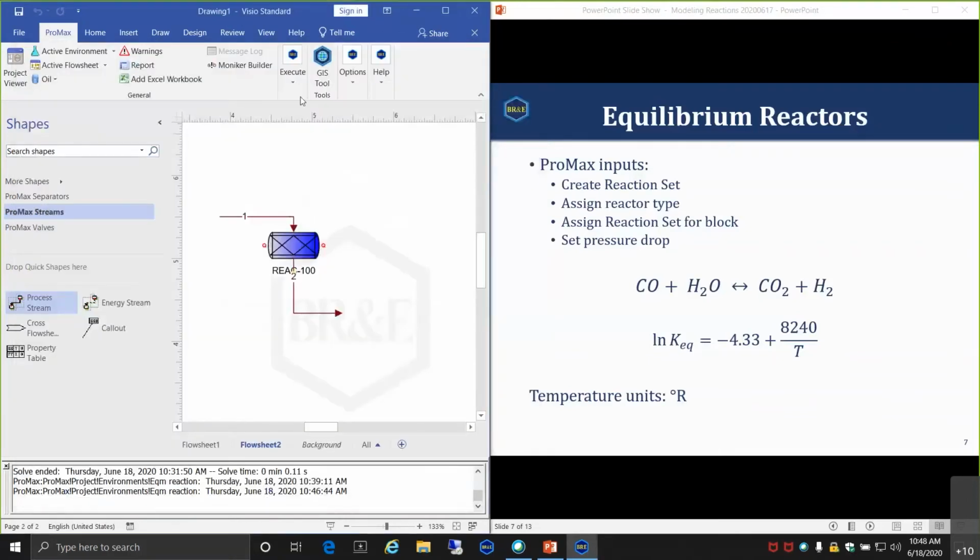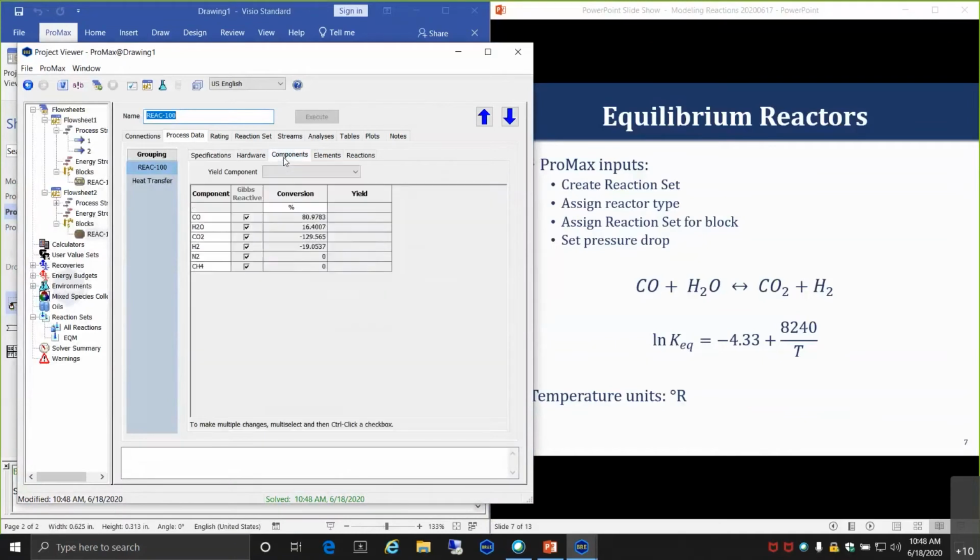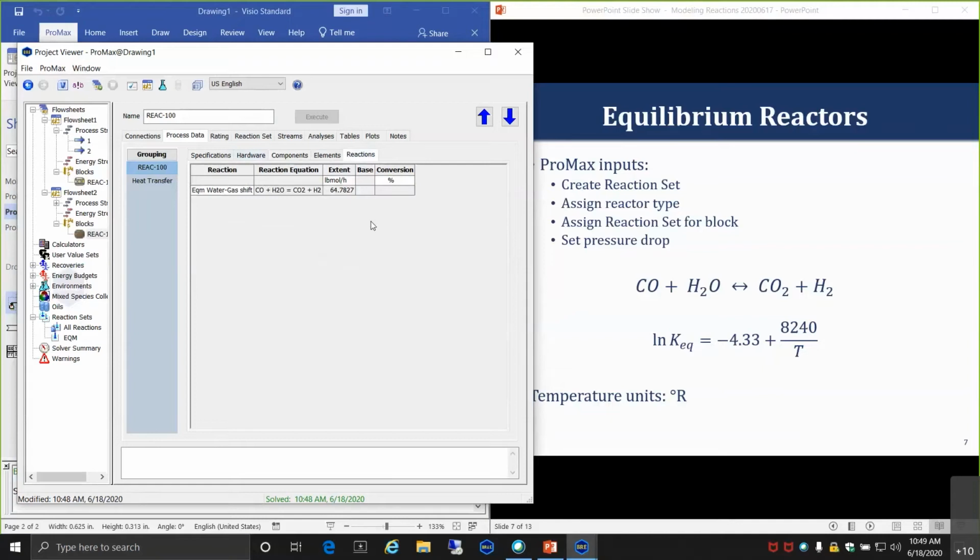And that has set up our equilibrium reactor. And so now we can execute. We should find that we have roughly the same amount of reaction occurring as our Gibbs minimization. It's not quite exactly the same, but this is using that expression for the equilibrium constant and not Gibbs free energy directly. This will give you an extent of reaction. We have reacted 64 pound moles per hour. So 64 pound moles of CO and 64 pound moles of H2O have produced 64 pound moles of CO2 and H2.